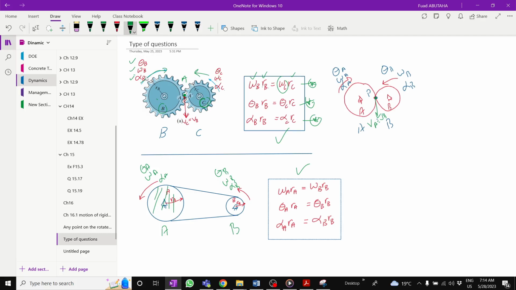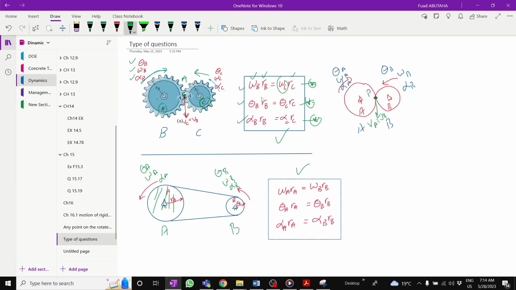So how are these two disks connected together, or what are the equations that relate them? This is the relation: omega B times R_B is equal to omega C times R_C, theta B R_B is equal to theta C R_C, and alpha B R_B is equal to alpha C R_C. So you also need to memorize this. If you have this type of question, this is the equation that you can start with.